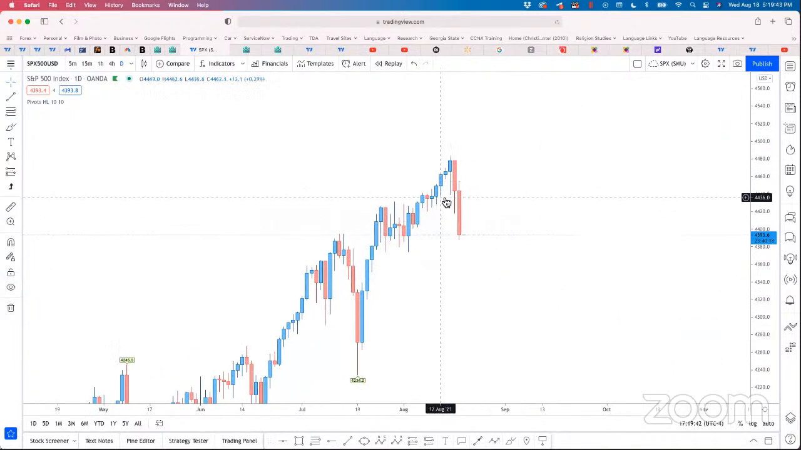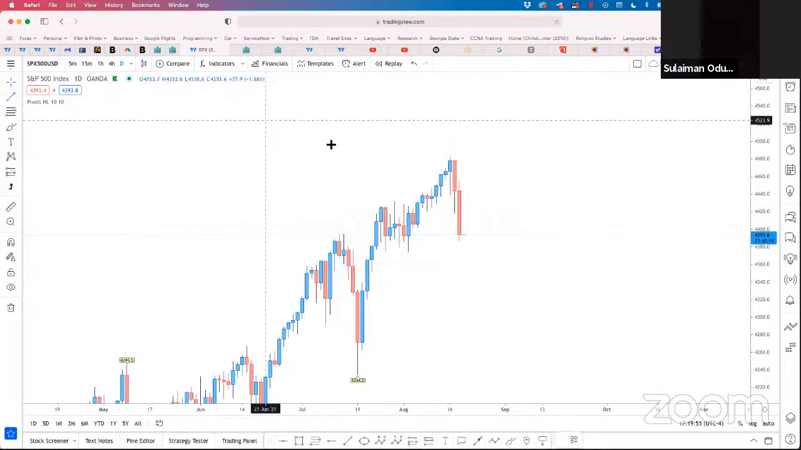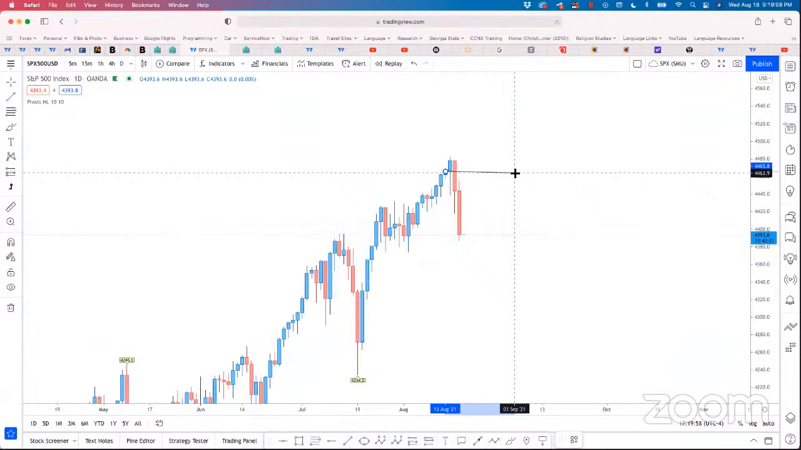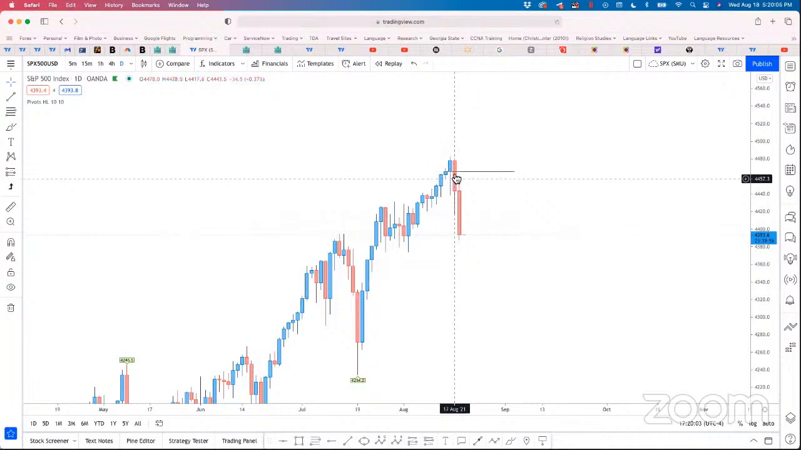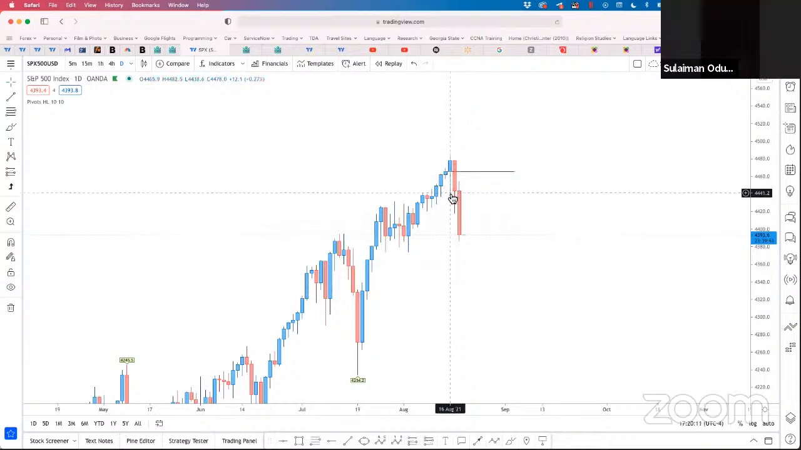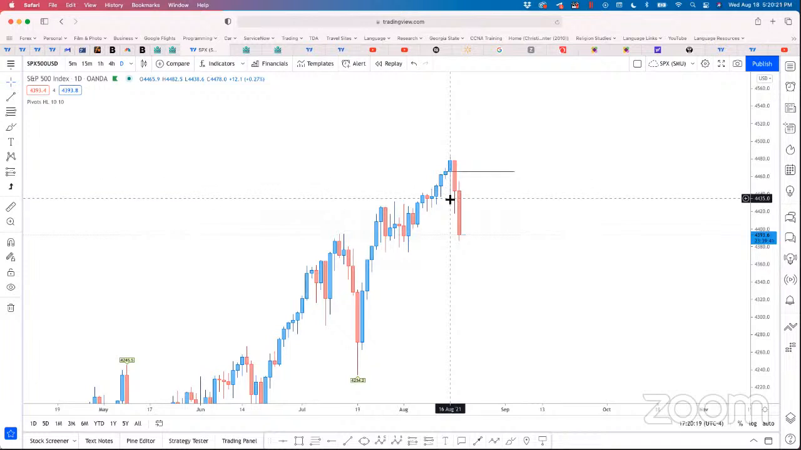So first thing is on the daily, right? This daily candle was from yesterday, right? And yesterday we had our down move, right? But if you look at this candle right here, and what I teach you guys is this candle is like your threshold, right? From this opening to this wick, right?